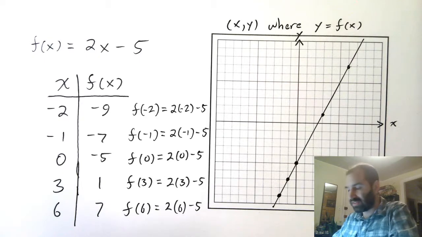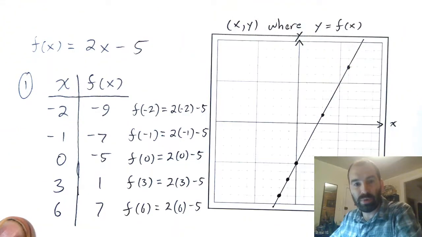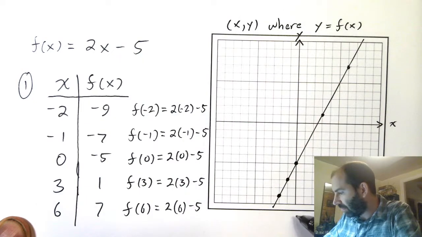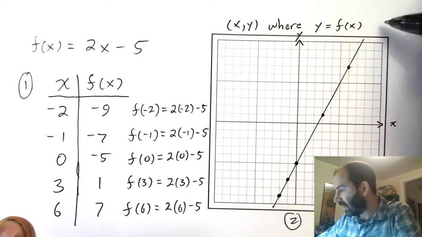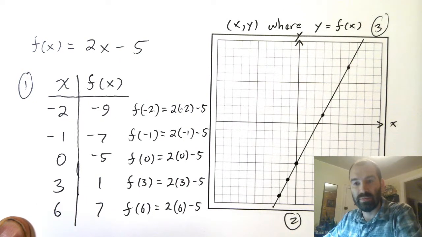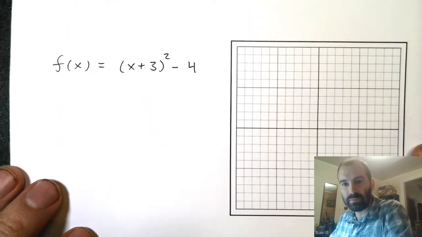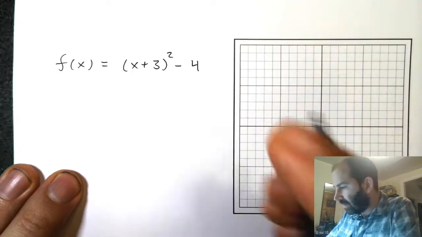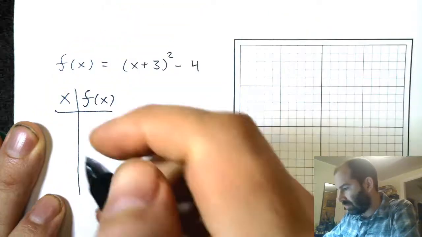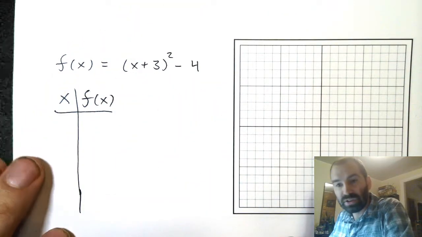Okay, so the steps. 1, make a table of values. 2, plot the points. And then 3, draw the line. Okay, so let's do it again. Here's our function. So I'm going to make a table of values here. I'm going to choose some numbers here.